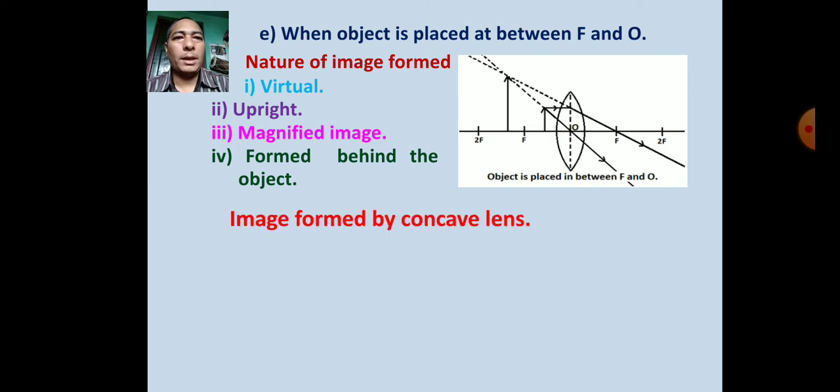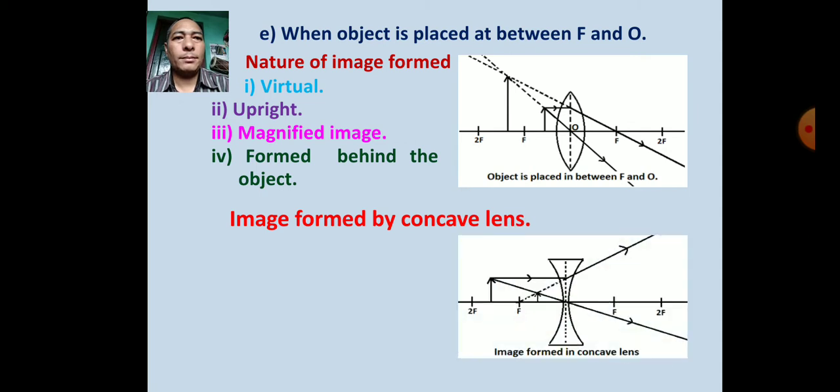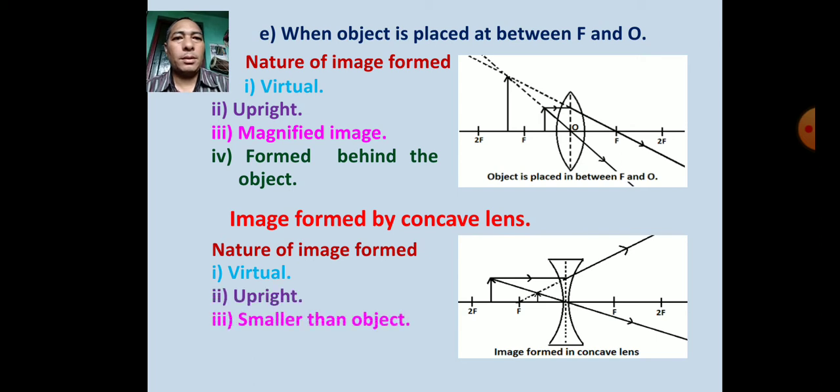Image formed by concave lens. Nature of image formed: 1. Virtual. 2. Upright. 3. Smaller than object. 4. Formed between f and O.